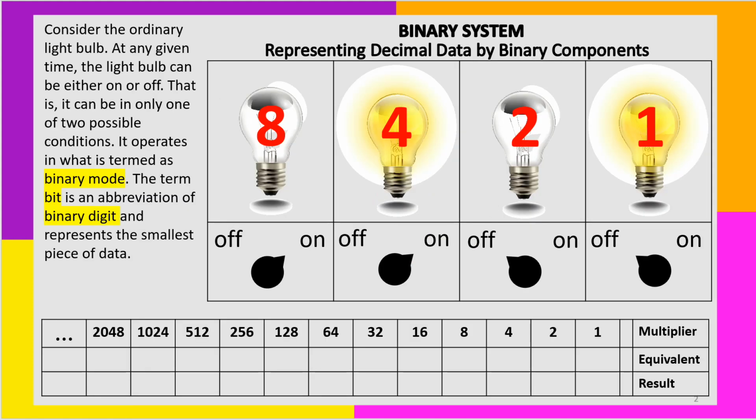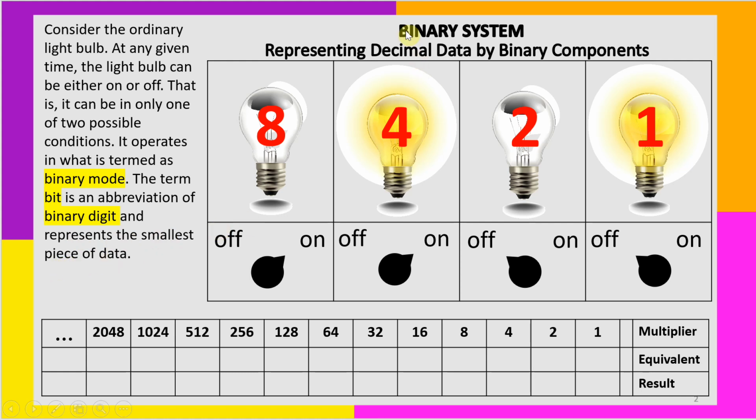Consider the ordinary light bulb. At any given time, the light bulb can be either on or off. It can be in only one of two possible conditions. It operates in what is termed binary mode. Bi means to the base 2. The term bit is an abbreviation of binary digit and represents the smallest piece of data.